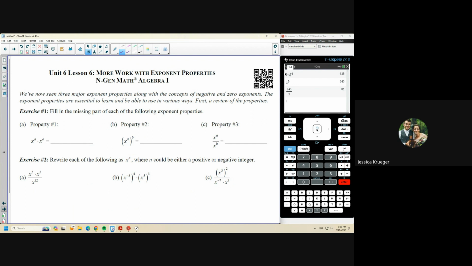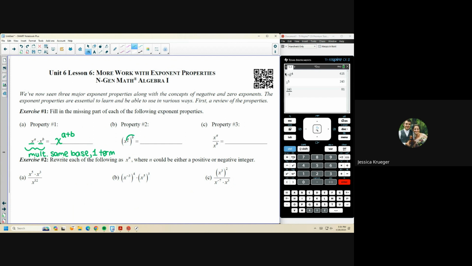To review our exponent properties, to start, if you have x to the a times x to the b, so if you are multiplying with the same base, you can add your exponents. So multiplication, same base, one term. That's important. There's no addition or subtraction in there. So you can add your exponents.